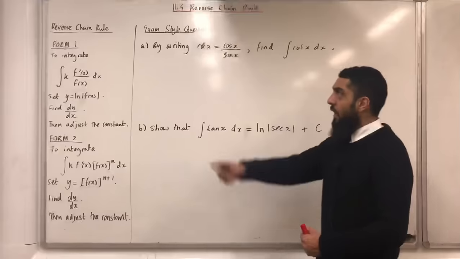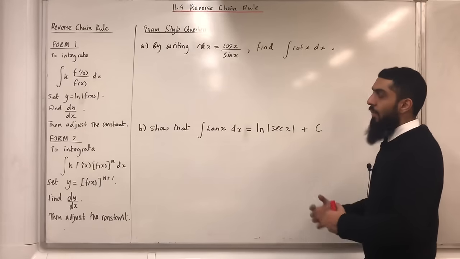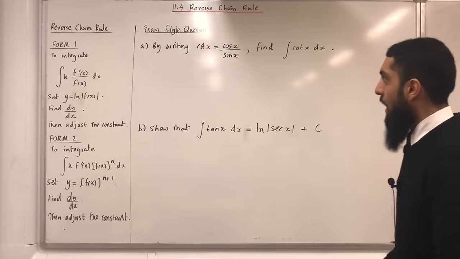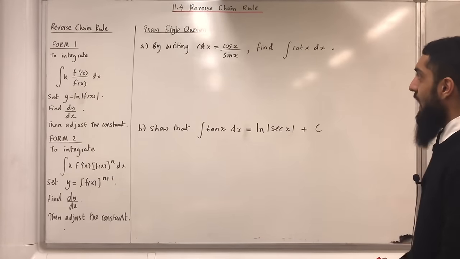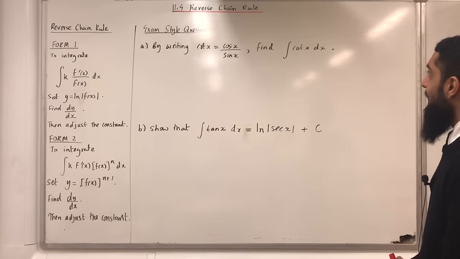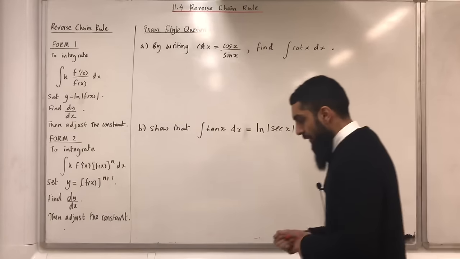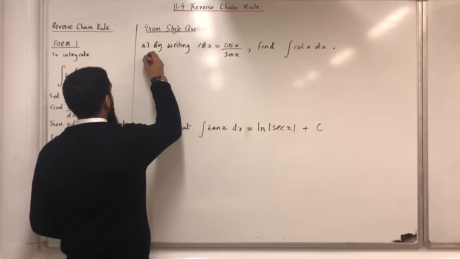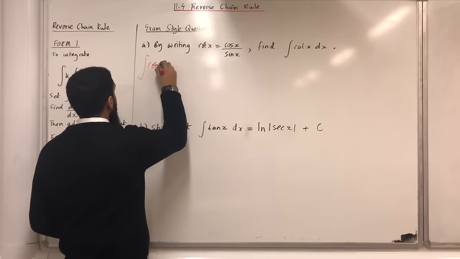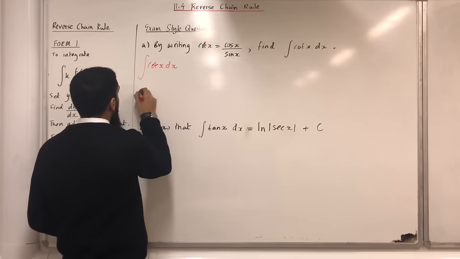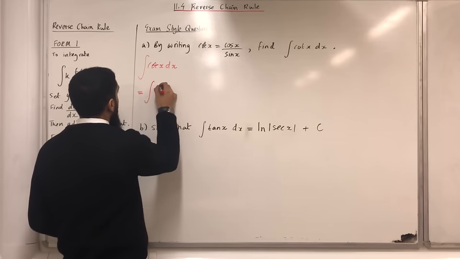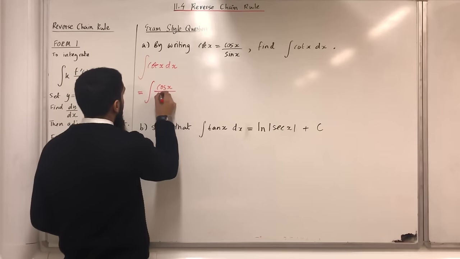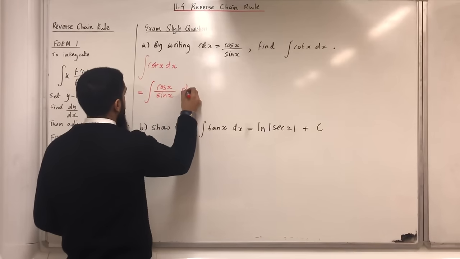Here is an exam style question. Let's have a look at part A, ladies and gents. By writing cot x equal cos x over sine x, find the integral of cot x dx. Okay, so we are after the integral of cot x dx. So the integral of cot x dx is equivalent to the integral of cos x over sine x dx.